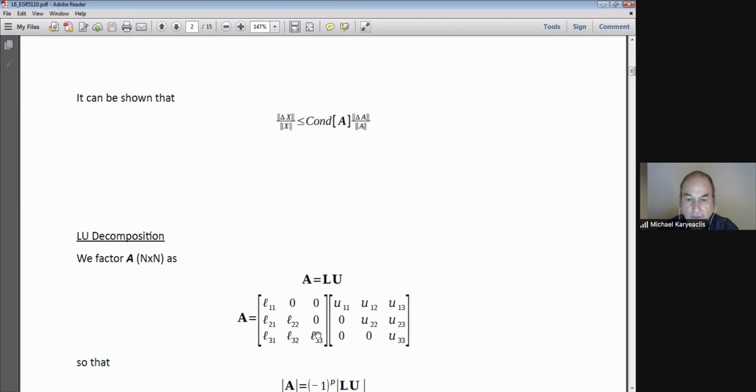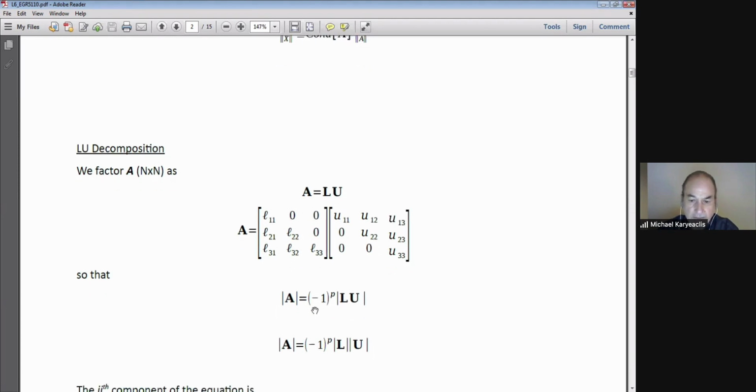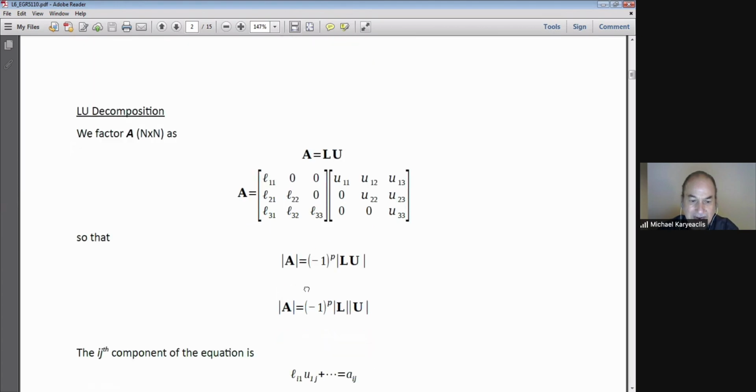First of all, why would we want to do this? We know that the determinant of a matrix is equal to the determinant of the product, but depending on the arrangements we've made, we have a -1 sign raised to the p power. If we multiply all these out, the obvious way to get to this is as follows. This is equal to A11. I'm not going to write them all.